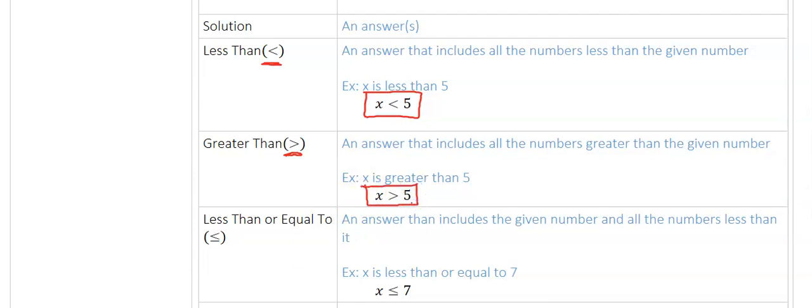We also have less than or equal to. So the answer can include the given number and all numbers less than it. So for example, x is less than or equal to 7.